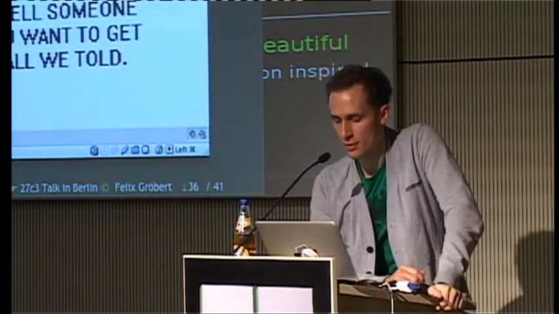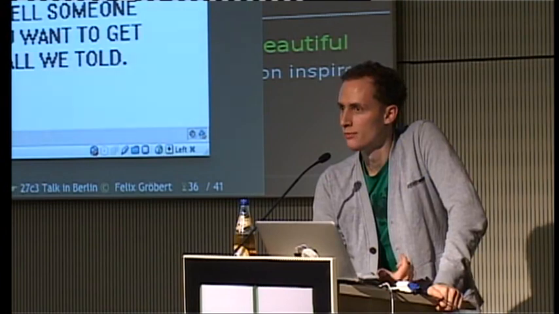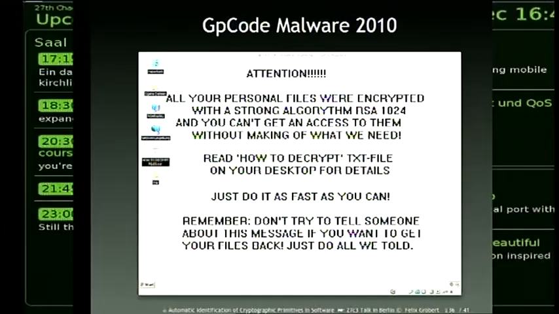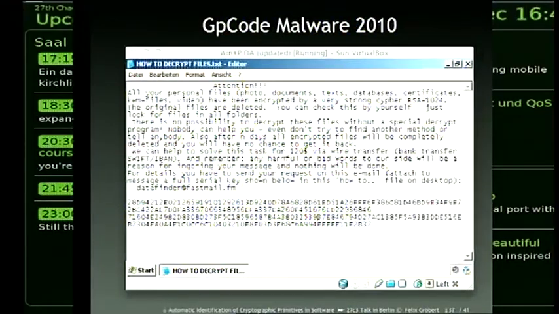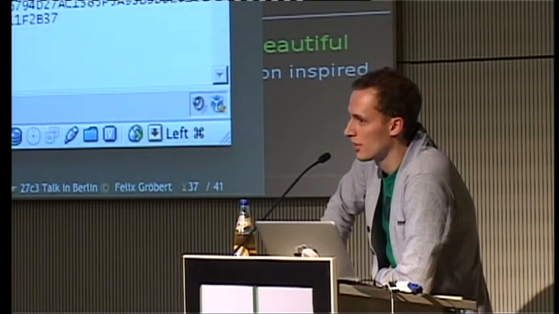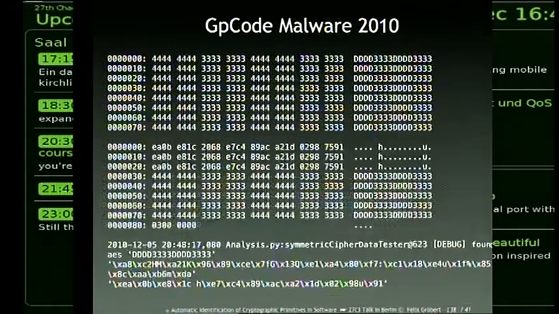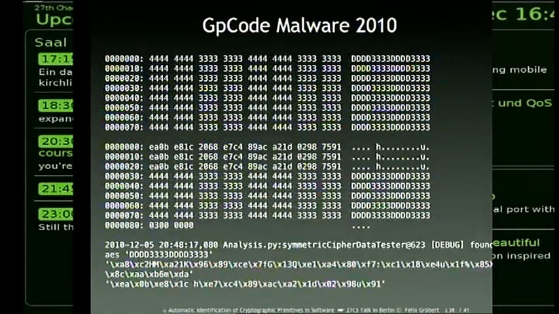Coming back to the malware now, the GP code malware was also run through our prototype implementation. And what you see here is the AES key, which was used to encrypt the files, encrypted with the public key of the malware author. And while running it through our analysis tool, we found that for each file, it does not completely encrypt it, but rather only encrypts the first blocks.